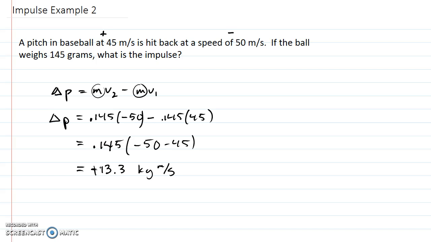Now, if you didn't think of the change in direction, you would be thinking of the difference between 45 and 50, which is only 5 meters per second. But because it's hit back, it's actually going to be a difference of 95 meters per second in total, because it has to make up for the initial pitch, and then it has to be hit back with a certain amount of velocity.